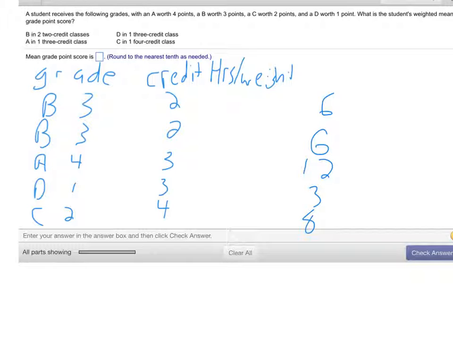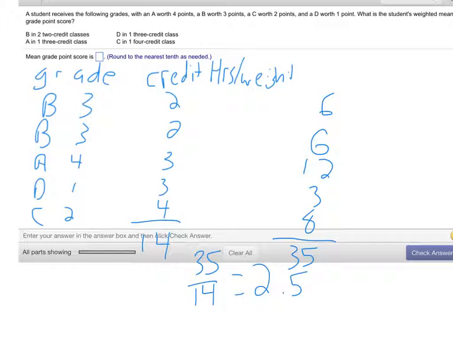We need to find the sum of that column there. The sum of that column is 35. And we need the sum of how many credit hours they have. We sum up the credit hours, and it looks like I get 14. And the final thing to do is look at this quotient, which takes in the value of the grade times the credit hours. So if you take 35 and divide it by 14, the problem says to round to the nearest tenth. That comes out to 2.5.